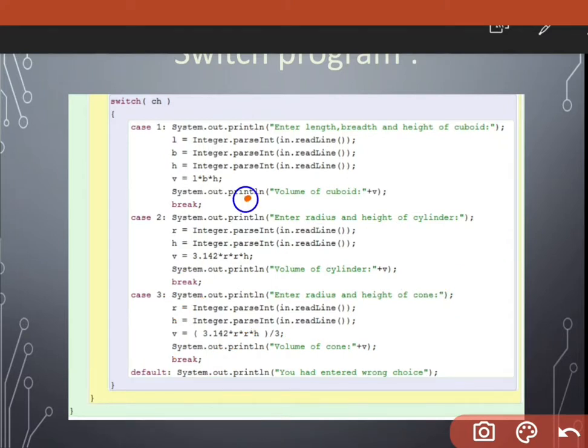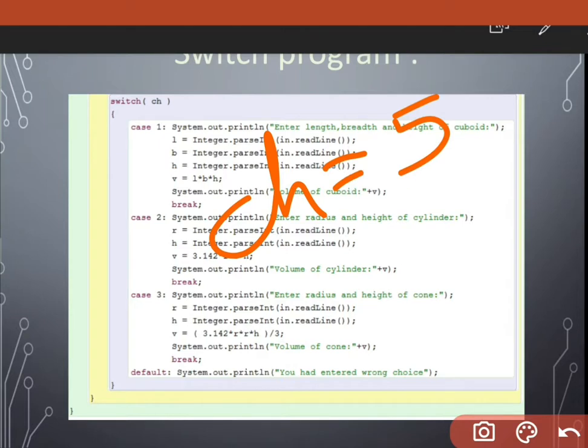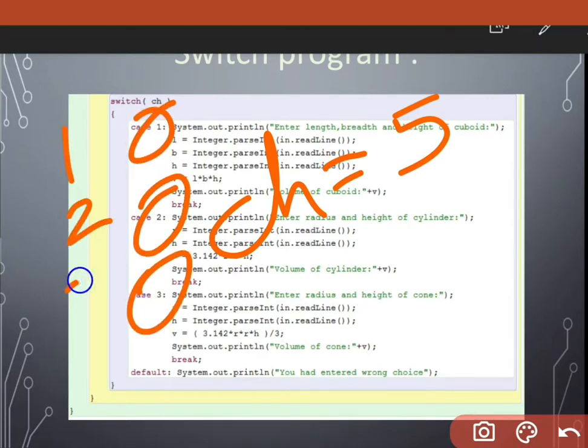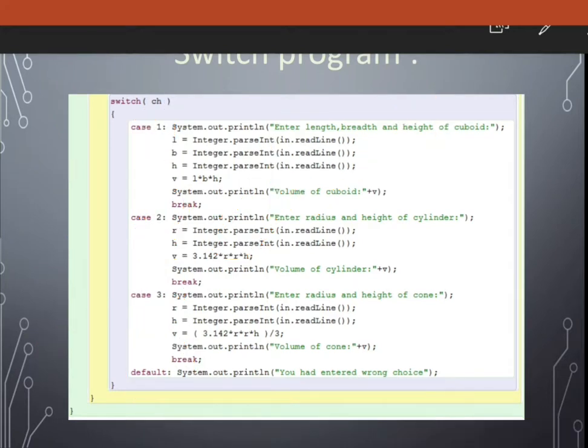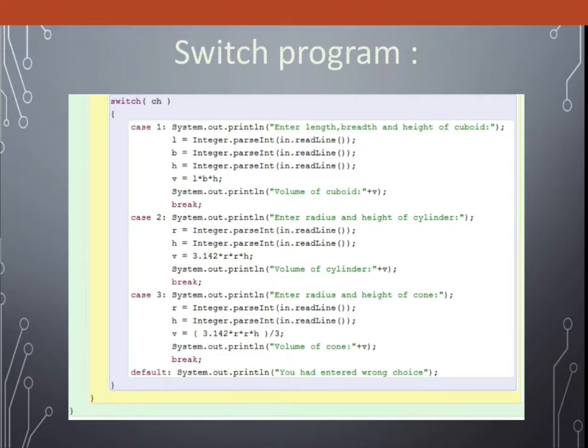But if the user provides 5, then our menu doesn't contain the value 5. We only have 1, 2 and 3. So what do we have to display? You had entered wrong choice. We display something so that the user can identify that the value provided is wrong. That's why we wrote you had entered wrong choice. And this is the way you have to create switch case programs.